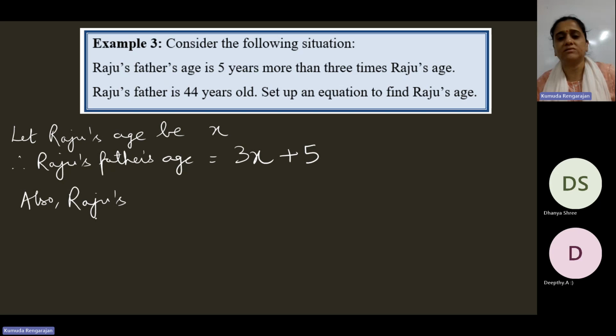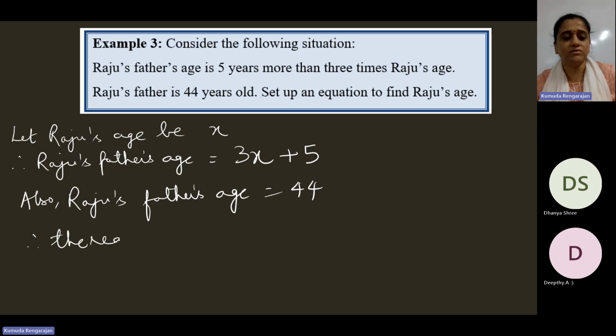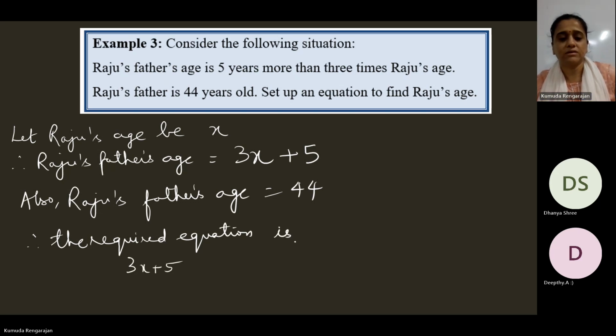You should just set up an equation to find his age. You don't have to find his age. Also, Raju's father's age is equal to 44. Therefore, the required equation is 3x plus 5 is equal to 44.